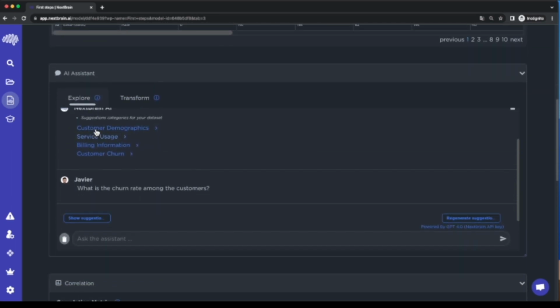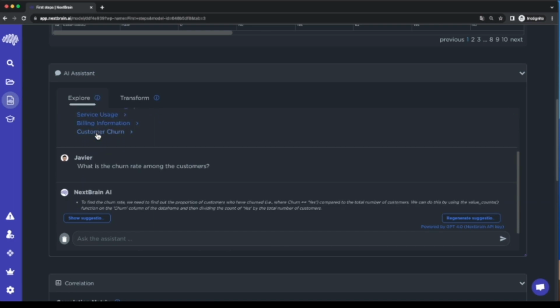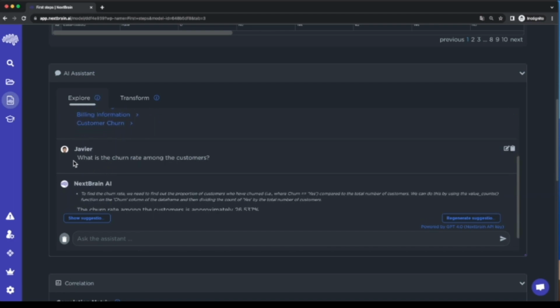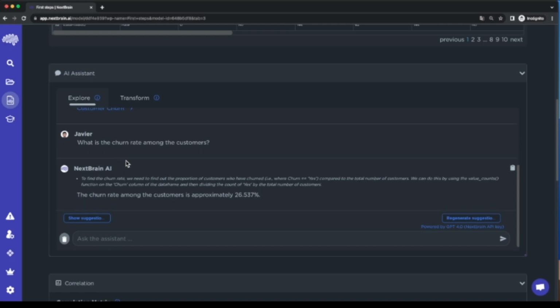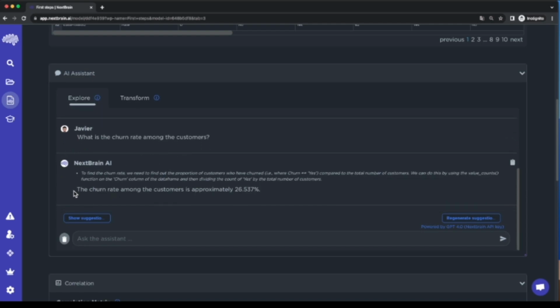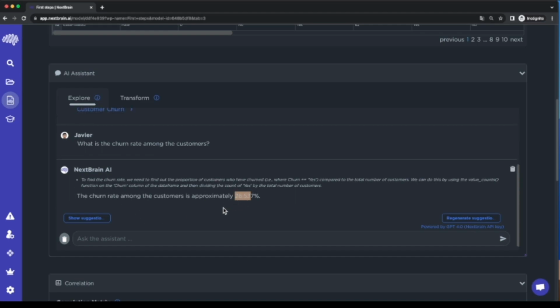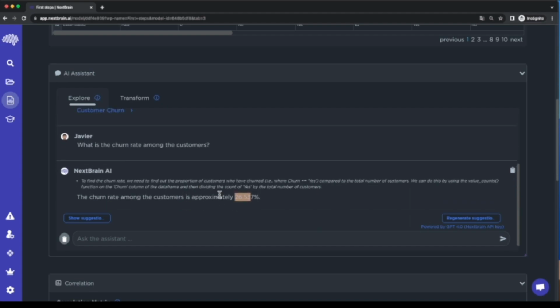Also, in the Explorer, for example, we can explore some topics about this dataset. For example, concerning the customer churn, we can ask the assistant what the churn rate among the customers is. In this case, the Explorer says that the churn rate among the customers is approximately 26.5%. So 26.5% of the customers are leaving the service. And we want to know why they are leaving the service, which kind of customers are leaving the service.